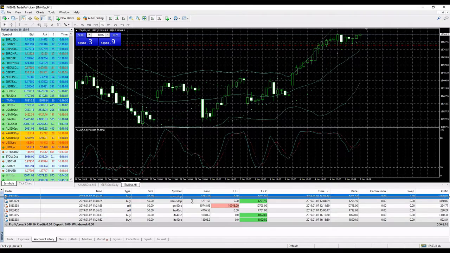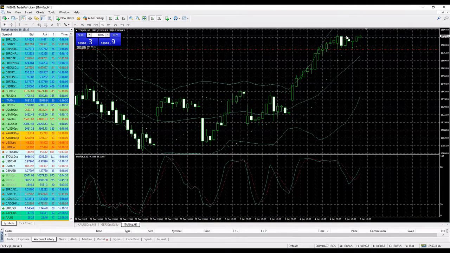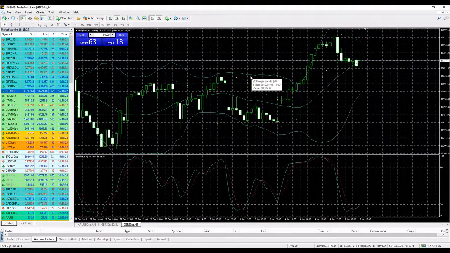We are left with one Italy 40 position, guys. We had one sell on Italy 40. Still running. I will let it run until the evening, and then I will take a decision how I will proceed with that one. So let's make a small look. Watch out what is happening.